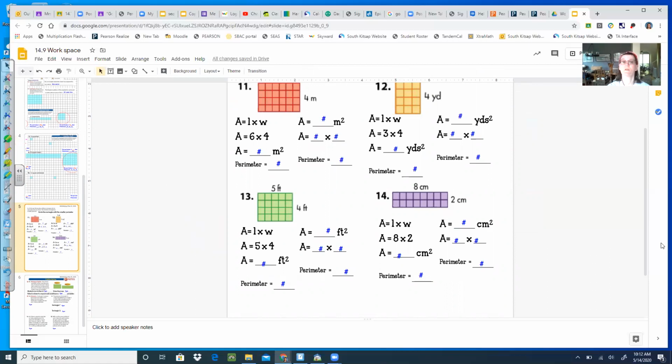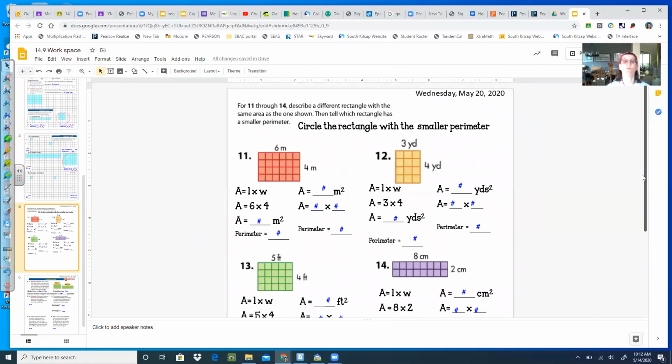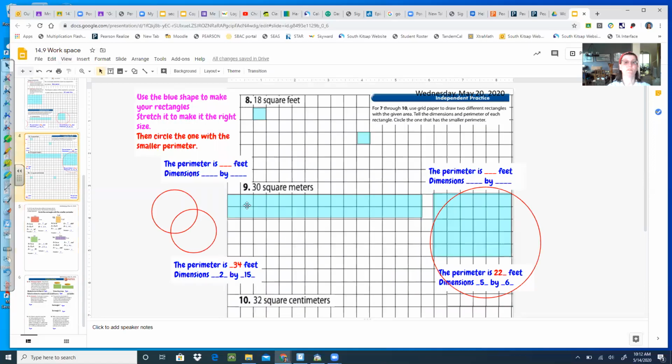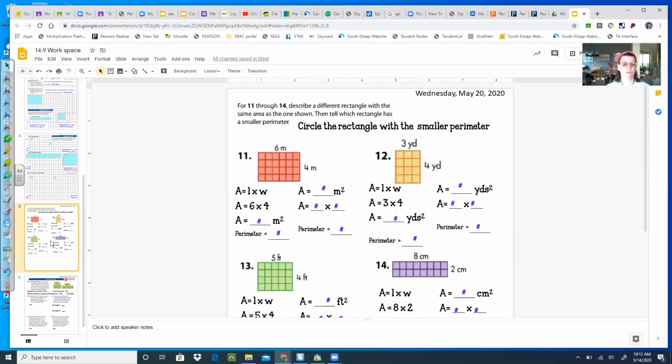Okay, where's my mouse? And you get the joy of listening to Chloe bark. For 11 through 14, describe a different rectangle with the same area as the one shown. Then tell which rectangle has a smaller perimeter. Oh, I forgot to have little circles. So I'm going to go over here and grab myself a circle. Control C, Control V, Control V. So I think I need 2 of them on this page because there's 2 odd problems.